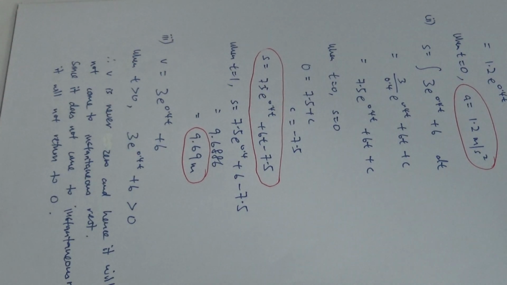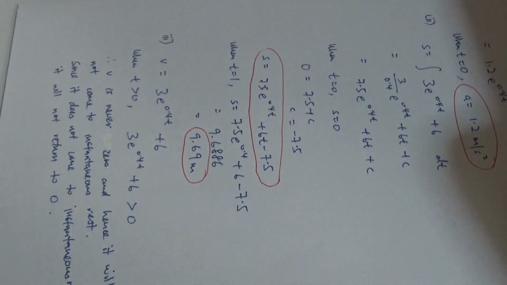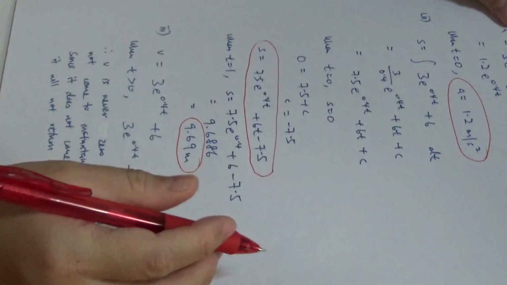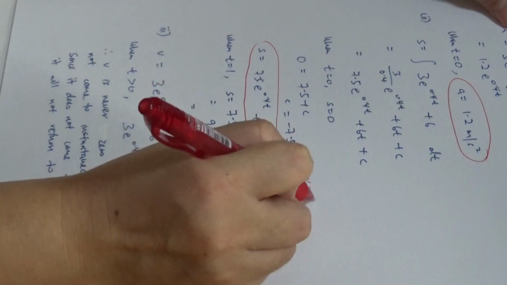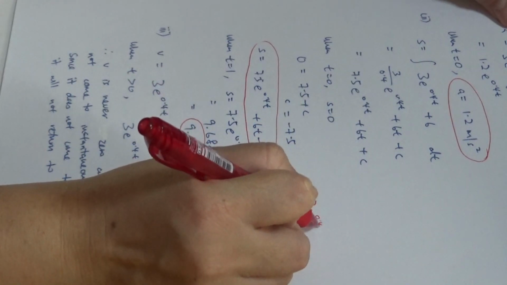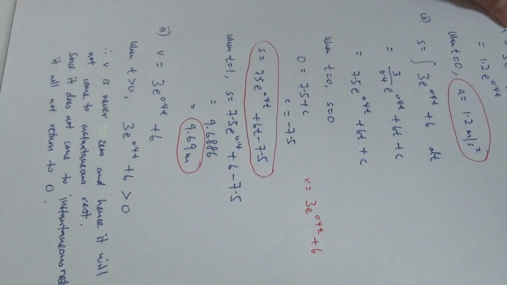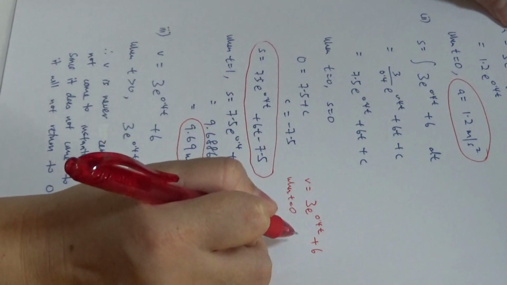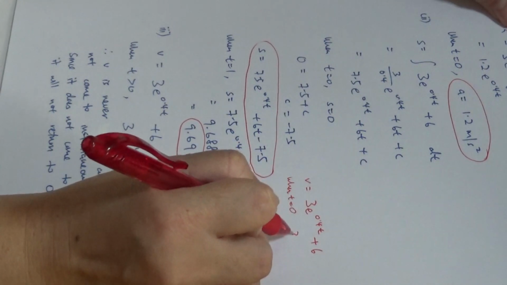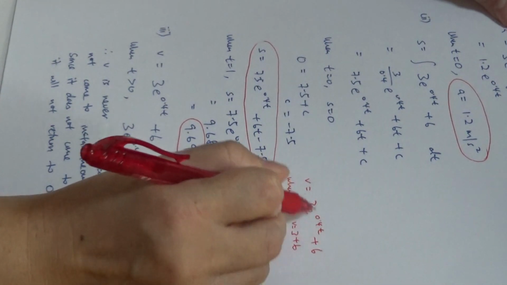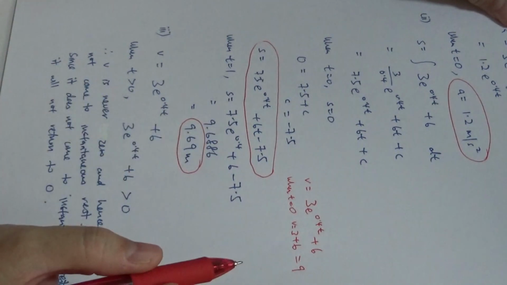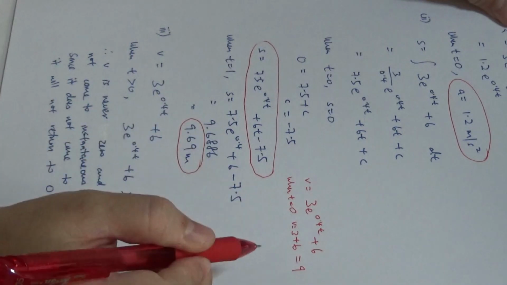Now, why did the question ask this in this manner, I mean, will the particle return to O? Okay, now I want everybody to look here. v is 3e^(0.4t) plus 6. When t is 0, okay, I will get 3 plus 6, so it's 9. So the initial velocity is actually 9 meters per second when it passes through the starting point.